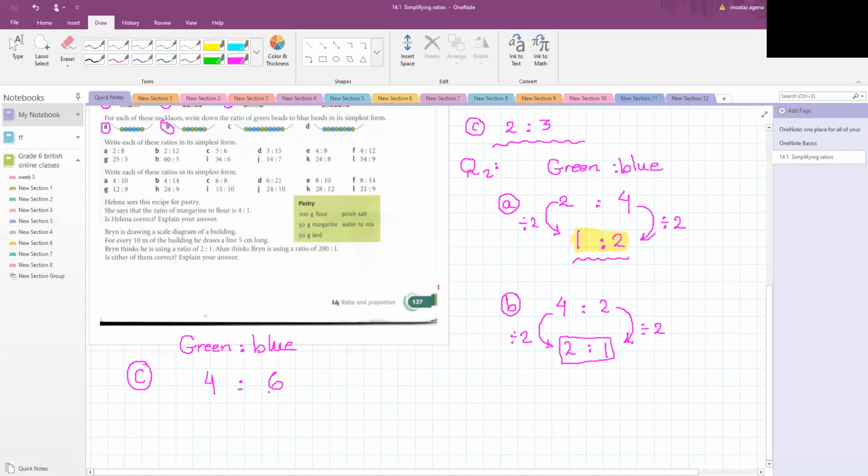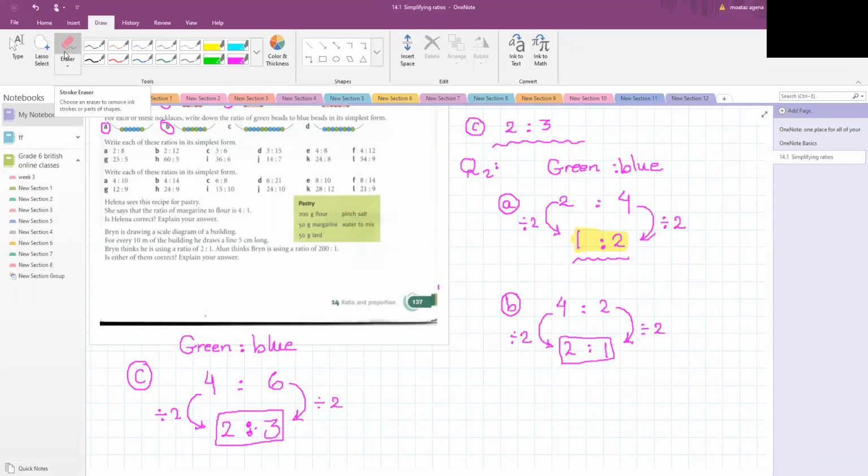Now, if we want to simplify this ratio, we said that we will divide by the highest common factor. The highest common factor between 4 and 6 is 2. So I will divide both sides by 2, the left-hand side and the right-hand side. 4 divided by 2 equals 2. 6 divided by 2 equals 3. So the answer is 2 to 3. We cannot simplify more, so this is the ratio in simplest form.